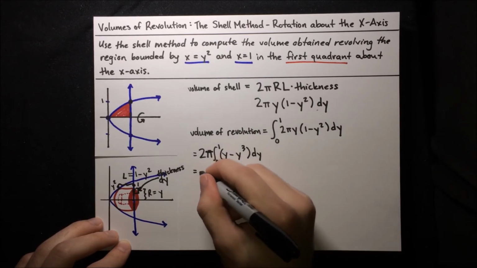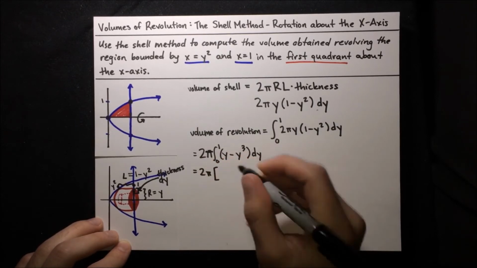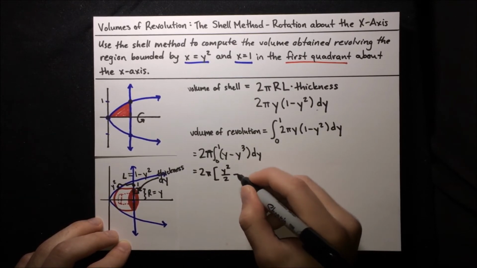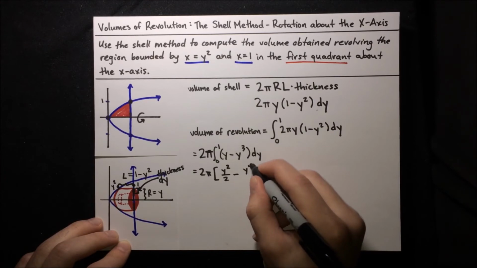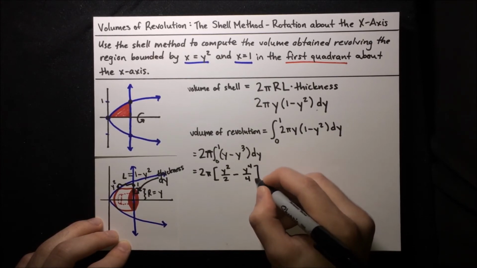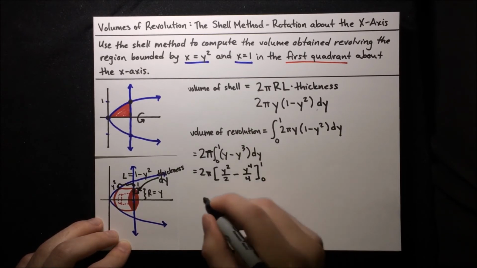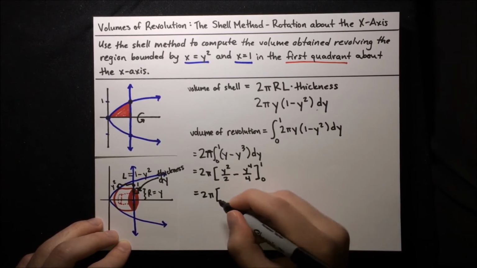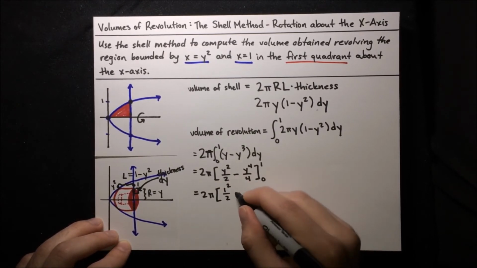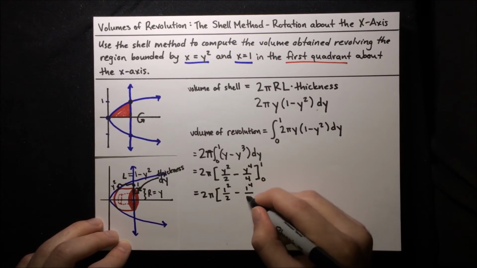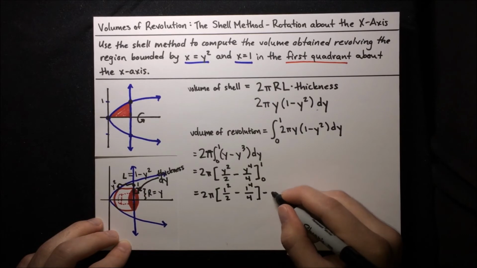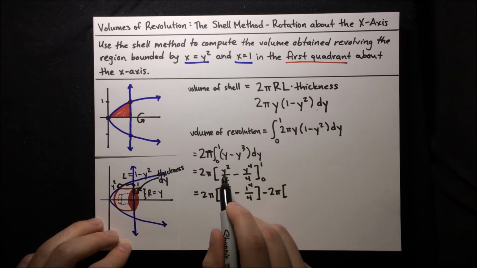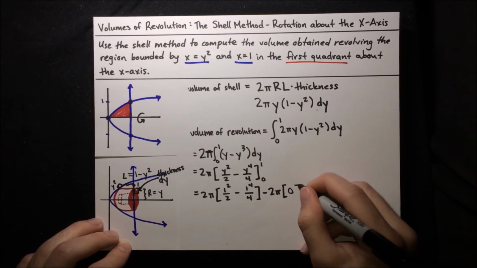Well, that's just equal to 2 pi times, let's go ahead and integrate this. Integral of y is just y squared over 2. Then minus integral of y cubed is just y to the 4th over 4. Take that at the bounds 0 and 1. Okay, so that's equal to 2 pi times the bounds at 1. So 1 squared over 2 minus 1 to the 4th over 4. And then minus 2 pi times the bounds at 0. And well, this is just 0 over 2 minus 0 over 4, so still everything times 0.